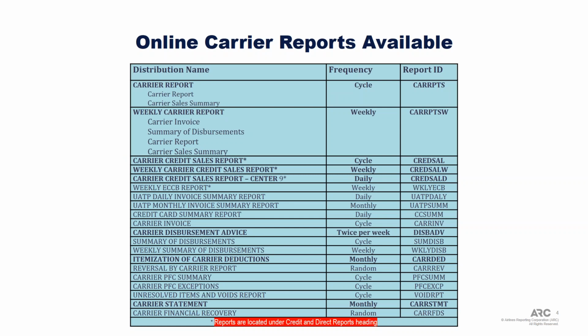On the screen is the list of online carrier reports that are available. There are 20 reports included in the suite of online carrier reports, or OCRs as we refer to them here at ARC. A little bit about the reports. There's no additional cost for access to the online carrier reports. They are one of your tools that are included in your participation package. The only time there is a fee associated with the reports is when you request a recreate, which is why it's important to have a process in place to archive the reports, since they are only available online for 90 days.